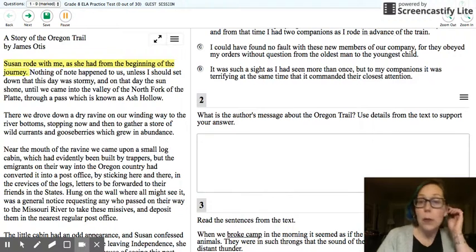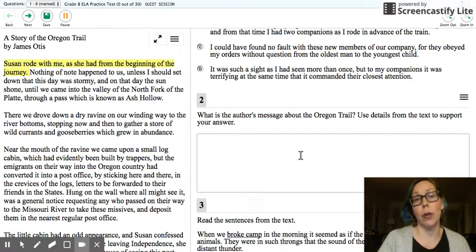Okay, let's talk about question 2. This is a tricky one. What is the author's message about the Oregon Trail? Okay, that's a pretty straightforward question. The Oregon Trail was hard, but it's not a 1-sentence answer that they're looking for. You'll notice this phrase right here, use the details from the text to support your answer. Specifically, I'm looking at that S in the word details. They want more than one detail from the text.